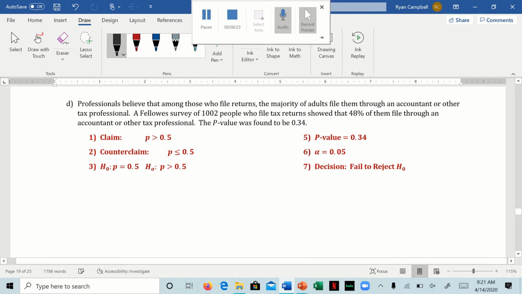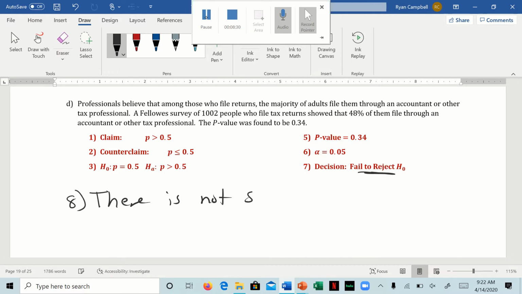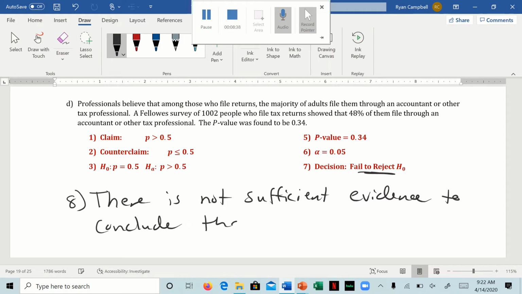Last one, part D. All right. We failed to reject, so we would say that there is not sufficient evidence to conclude that. So we're going to keep our null hypothesis, which means what was there not enough evidence to conclude? Well, in this case, HA is the same as our claim. So we can just rewrite the claim, right?